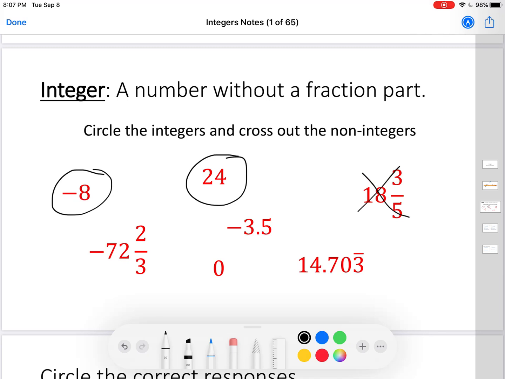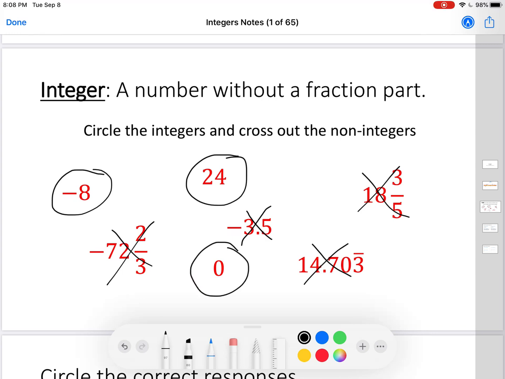-3.5, is that an integer? No, because 0.5 means 5/10, which is a fraction part. It doesn't matter if the number is written as a fraction, a over b, or as a decimal, because it's just a decimal fraction in that case. -72 2/3, well, 2/3 is a fraction part, so that's no good. 14.703 with the 3 repeating. 0.703 with the 3 repeating is a fraction part, so that's no good. 0. Does 0 have any fraction parts? No, it is an integer.